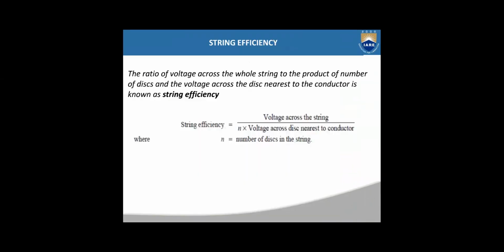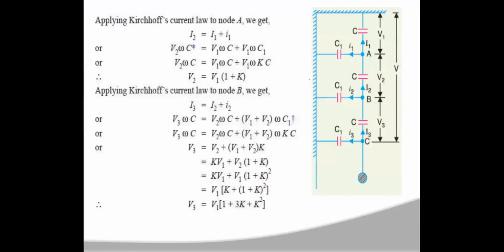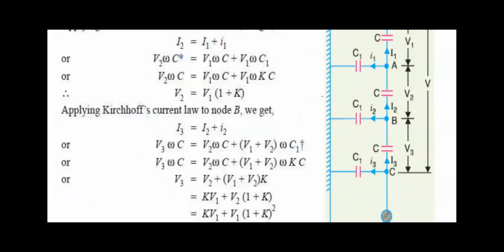So string efficiency is the ratio of the voltage across the string to the product of the number of disks and the voltage across the disk nearest to the conductor. Now let us derive this string efficiency expression. Here we are taking 3 disks connected in series, which is a string, and the voltage across each disk is represented as V1, V2, V3, and the total voltage is V.